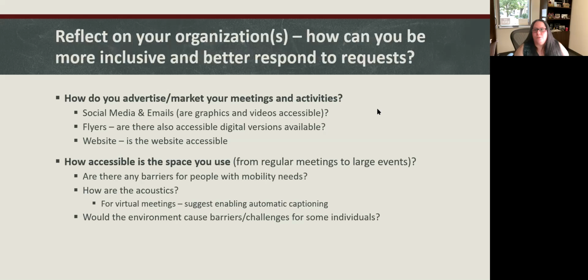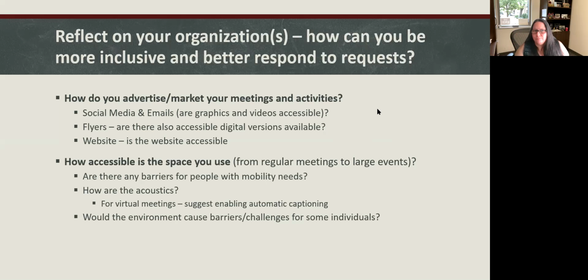I want you to think about the organizations that you work with or advise, or your offices, if you're coming from that staff or faculty side. How do you advertise your meetings, events, and activities? Do you use social media? Do you use emails? Are they just JPEG graphics? Are your videos captioned? Can you change this from this point forward, or can you build this into your process?